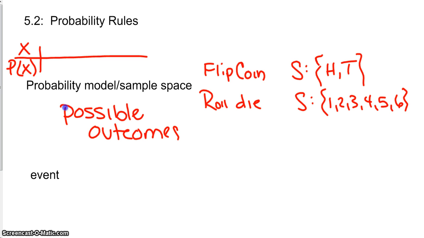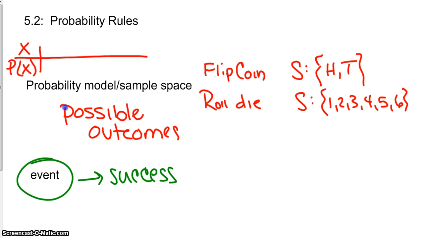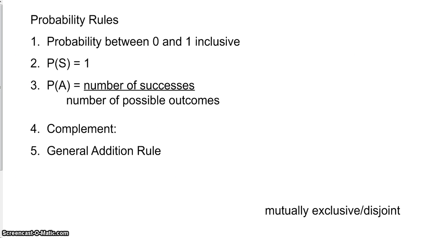Event. This is what's going to be our success. Event is what I'm looking for the probability of. So, the event of flipping a coin and it coming up heads. The event rolling a die and it's a 3. The event rolling a die is odd. That's what we're going to talk about, and it's not a big deal, but it'll come up from time to time, and we need to know what it is.